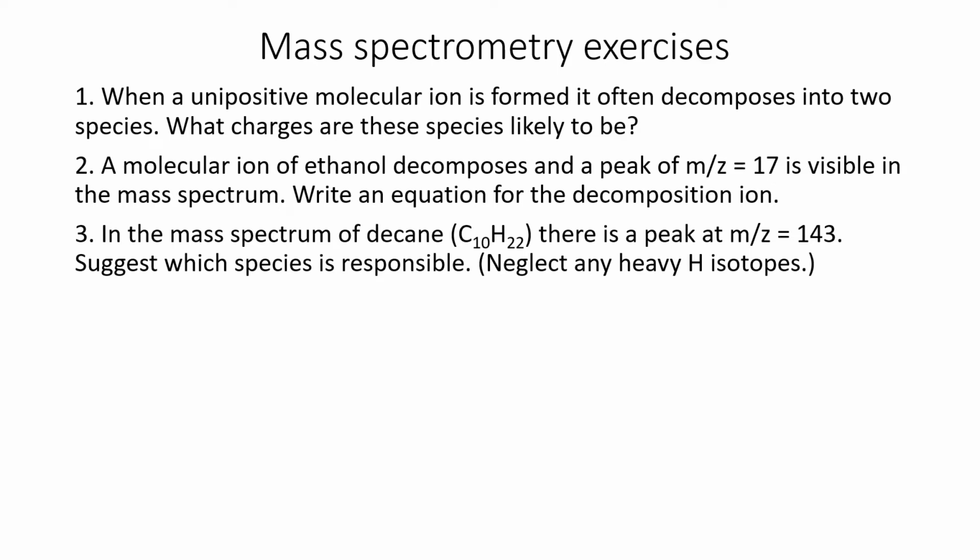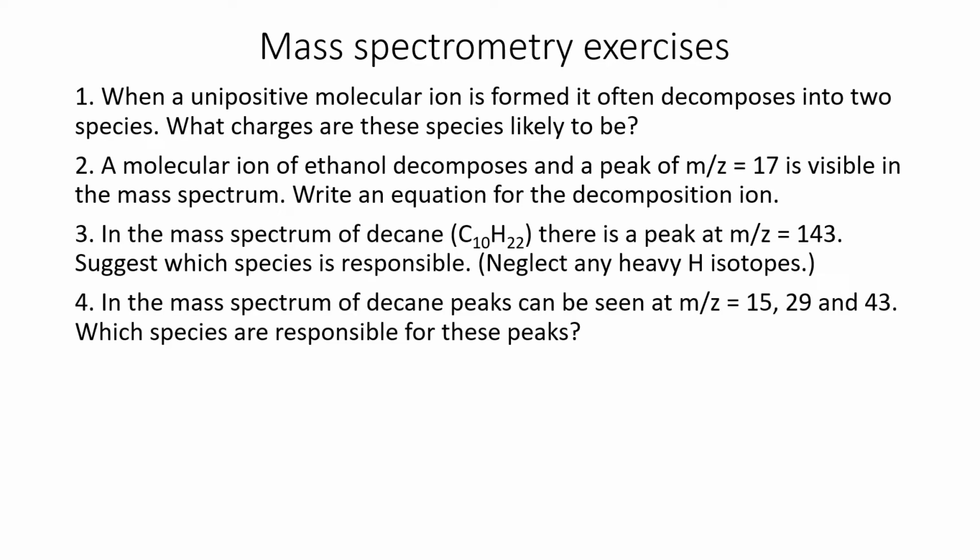Looking at our third question, we've got decane, C10H22. If we regard carbon as mass 12 and hydrogen as mass 1, we'd expect decane to have a mass of 142. The question tells us we can actually observe a peak at 143, one higher than we would have expected, and asks us to suggest which species is responsible. We need to think about isotopes, and we're told to neglect any heavy hydrogen isotopes. So it should be pretty obvious what isotope we're looking at.